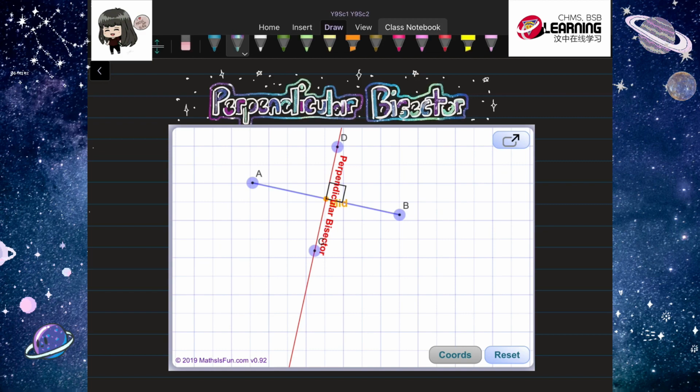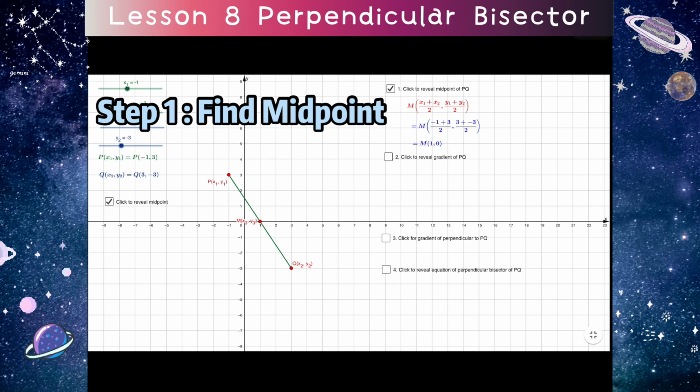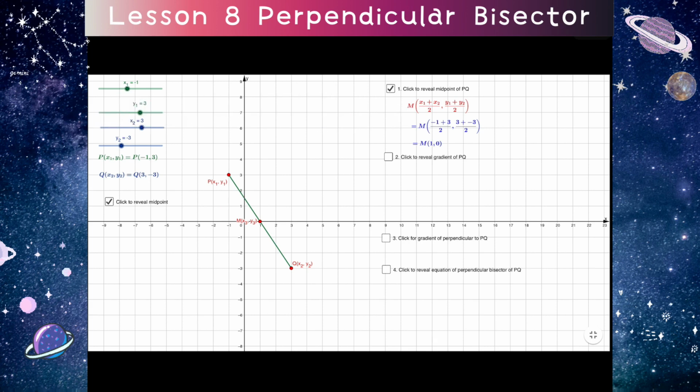Let's look at this. Let's say we have a coordinate of P and a coordinate of Q. If we want to find the perpendicular bisector, we want to find a line that cuts this PQ into half, and must be perpendicular. First of all, you need to find the midpoint. The midpoint is the middle between these two points P and Q. To find the midpoint, we use (x1 plus x2) over 2, (y1 plus y2) over 2.